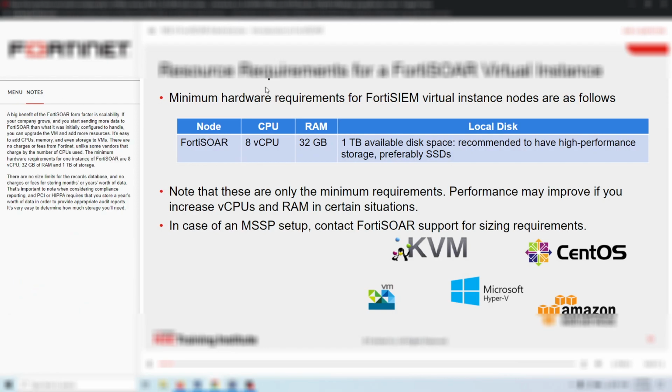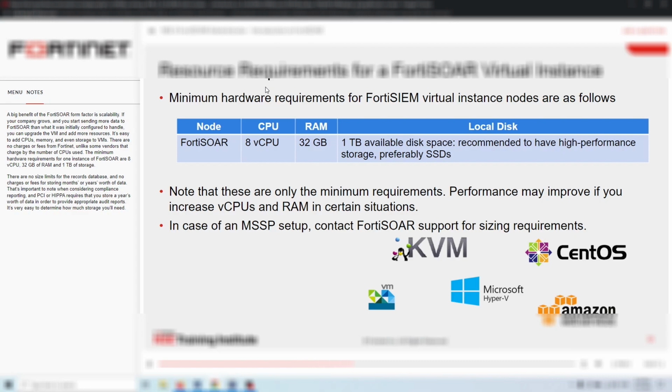A big benefit of the FortiSOAR form factor is scalability. If your company grows and you start sending more data to FortiSOAR than what it was initially configured to handle, you can upgrade the VM and add more resources. It's easy to add CPUs, memory, and even storage to VMs. There are no charges or fees from Fortinet, unlike some vendors that charge by the number of CPUs used.